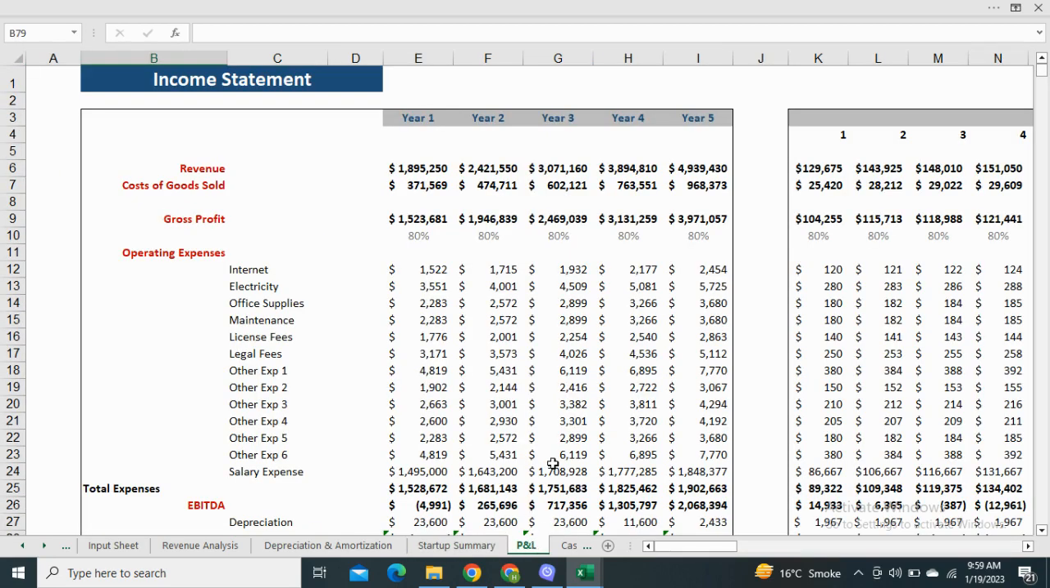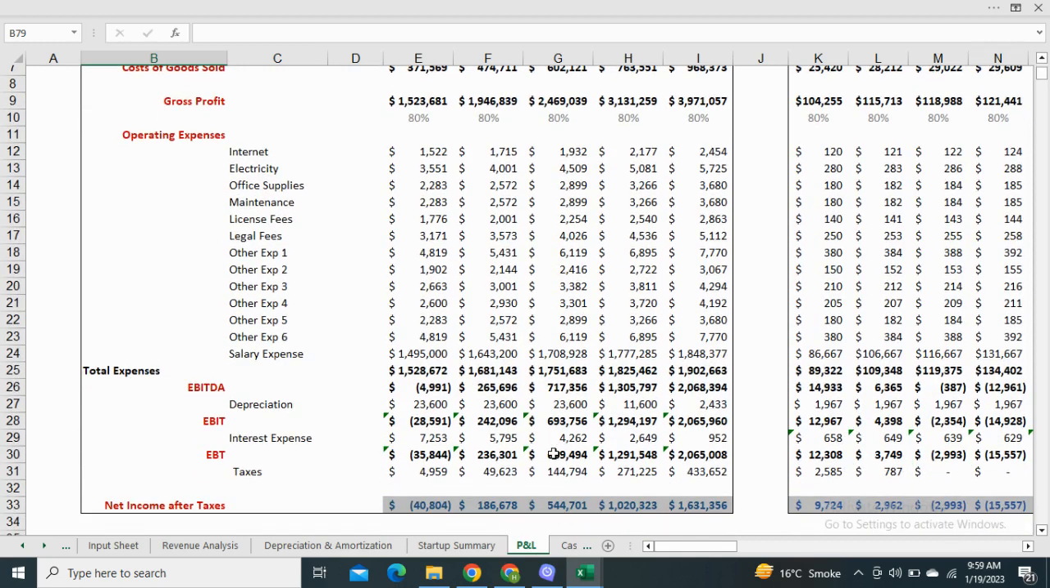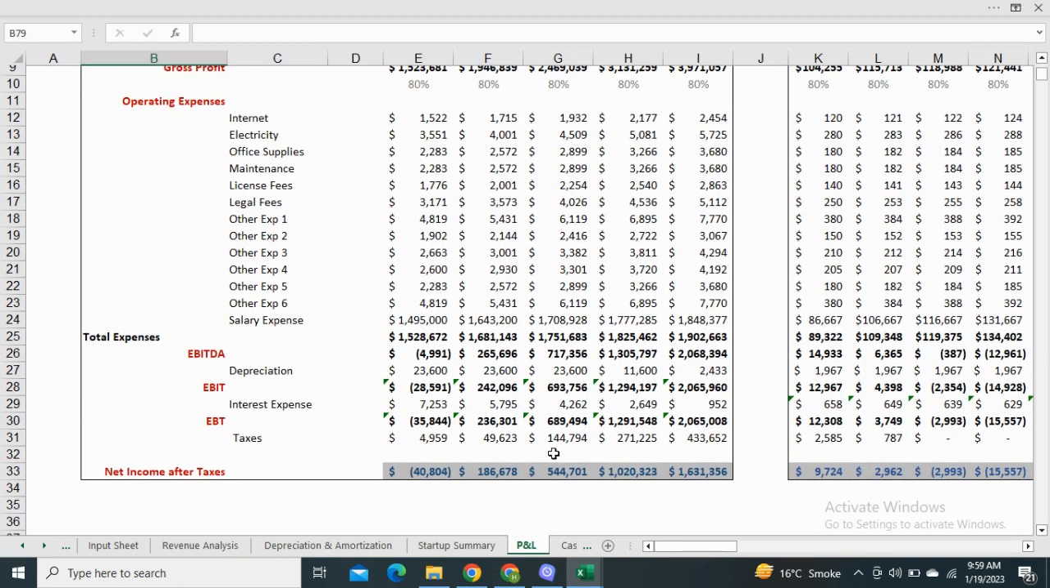Next, we have the profit and loss statement, which shows the monthly and yearly data of operating expenses, EBITDA, and net income before and after taxes.